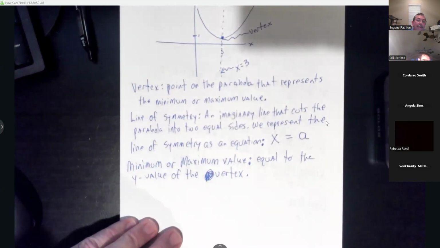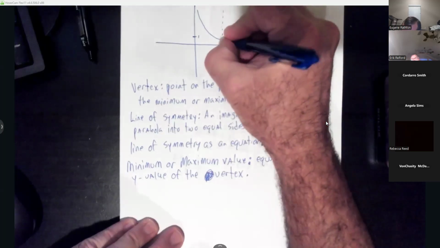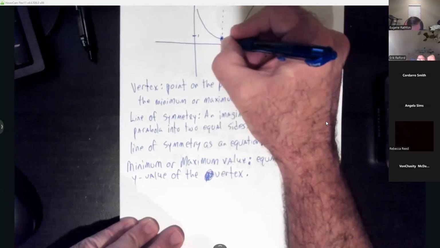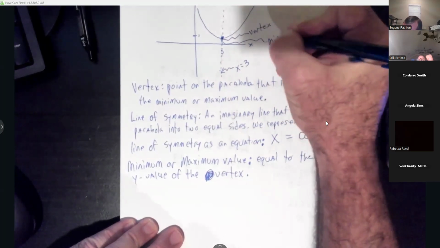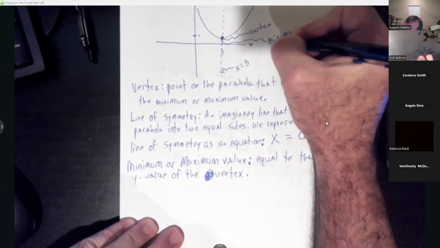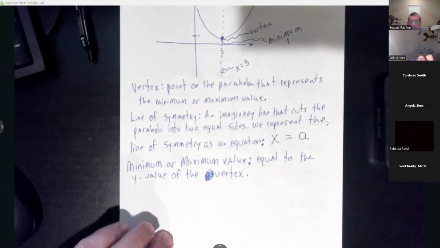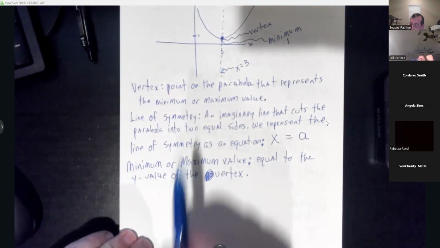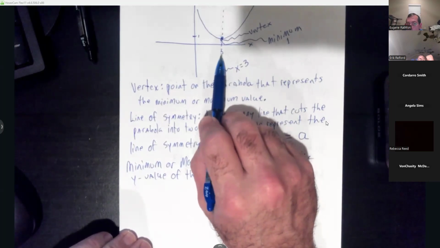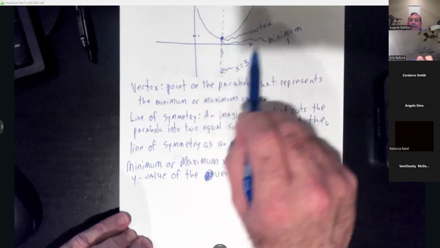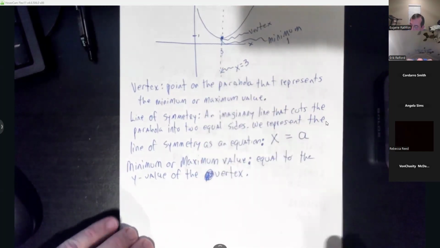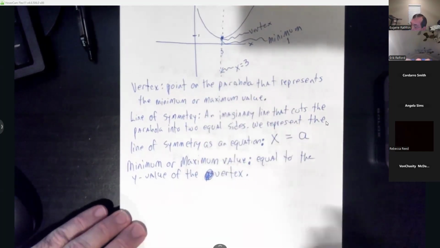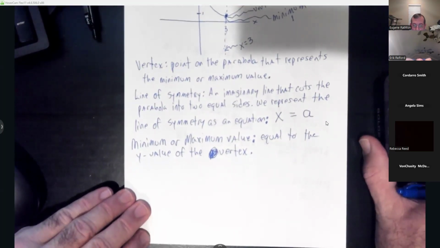So for mine, the minimum on this one would be 1, like Angela got up there, okay? So look, the x coordinate cuts it in half. The y value is the min or max value, okay? Now, here's the way to tell if you got a min or max.